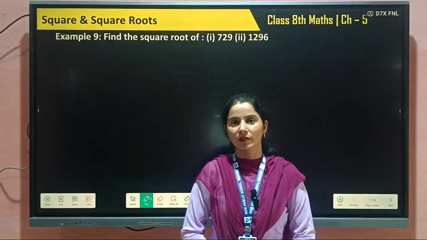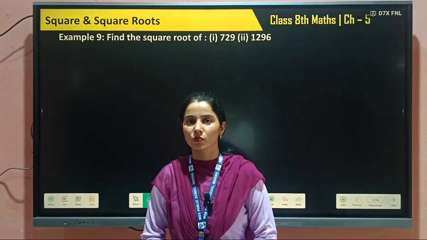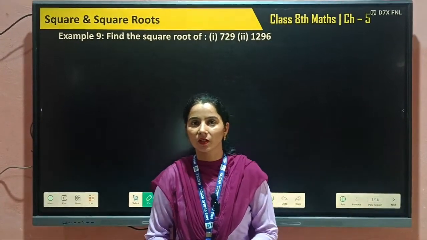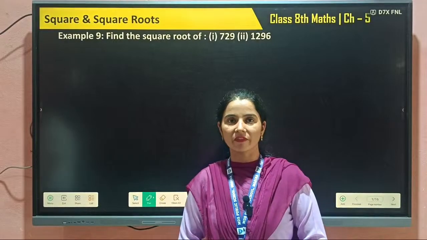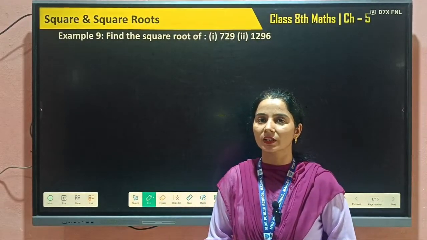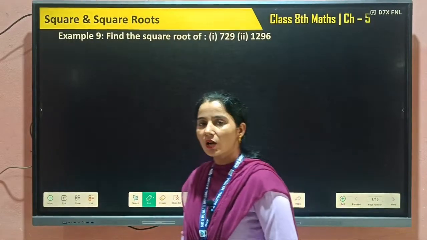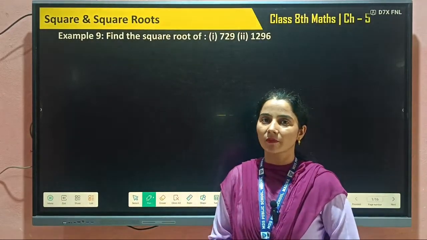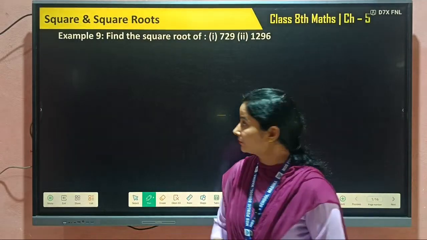We are doing chapter number 5 of class 8, square and square root. Now one method of finding square root by factorization method we have already discussed. Today we are going to start one new method, division method. Let us see how we can find out square root of given numbers with the help of division method.